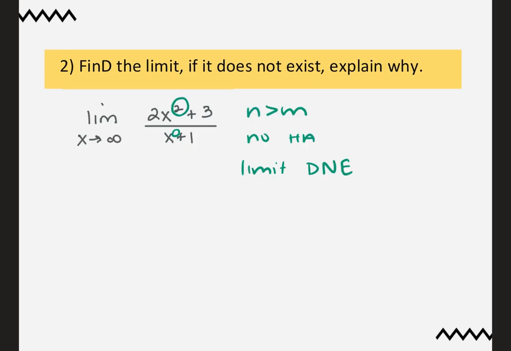All right, the next one, now we're talking about the limit as it approaches infinity or negative infinity. So you're using your horizontal asymptote rules. The x power on the top is bigger than the one on the bottom, which means there's no horizontal asymptote. And if there's no horizontal asymptote, then the limit does not exist.